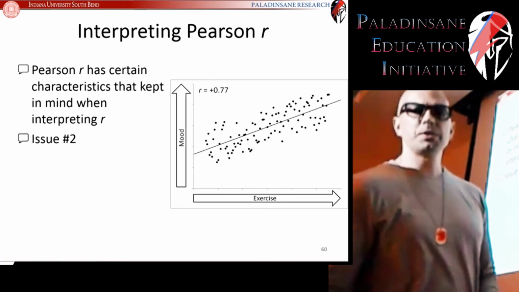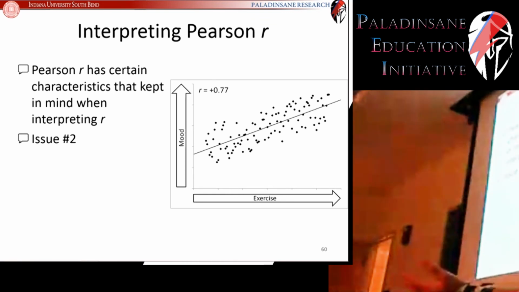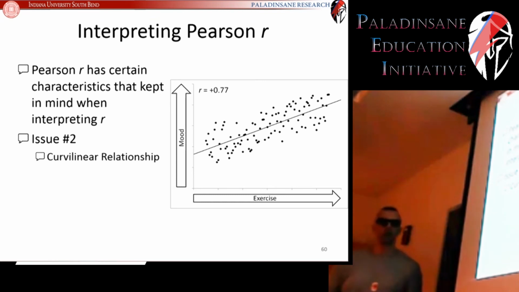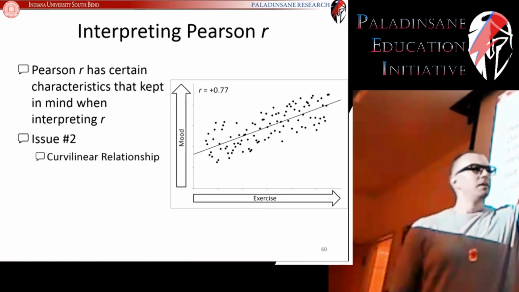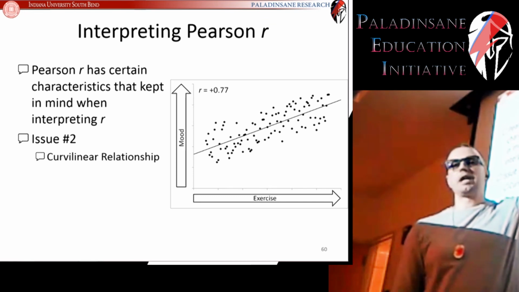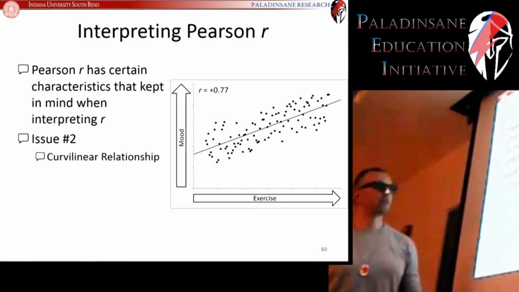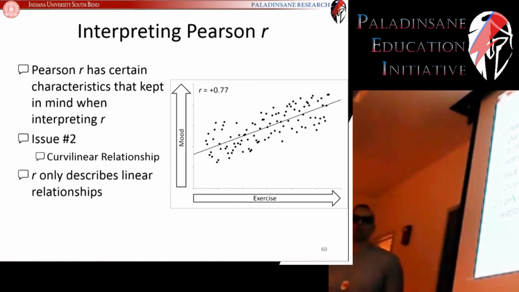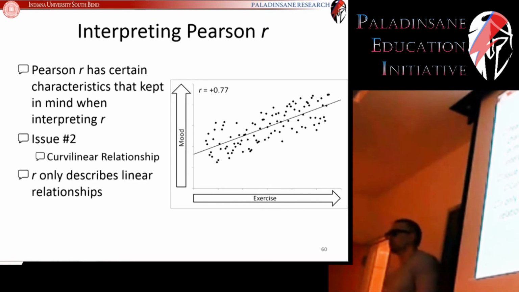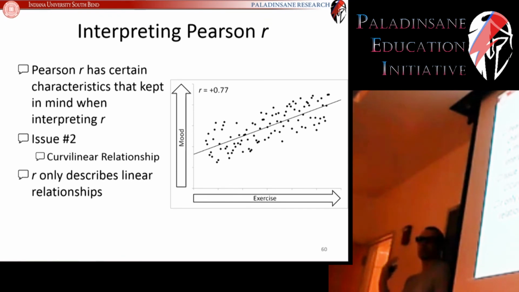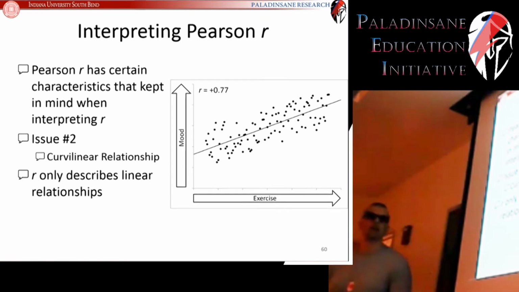All right, issue number two. Issue number two is the curvilinear relationship. And this is why it is always good to take a look at a graph, a scatter plot of the actual data, not just the fitted correlation line. This is an issue because the correlation coefficient, the Pearson correlation coefficient, only describes linear relationships. It only describes relationships that can be best fit with a straight line.